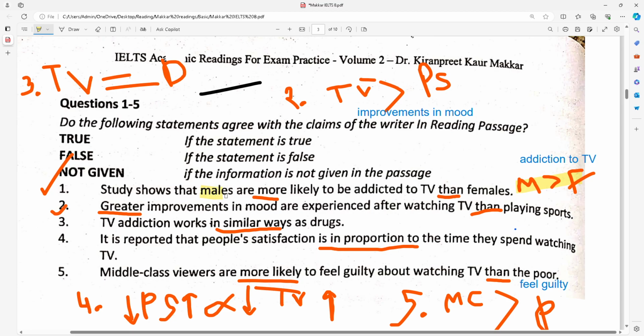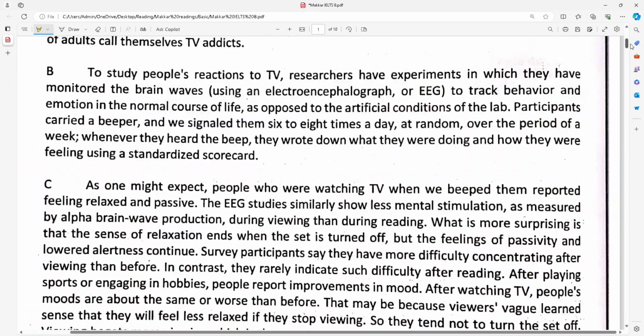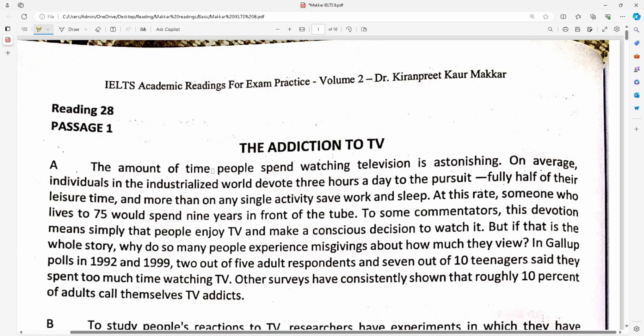So let's see where they are talking about males and females. So let's highlight quickly the paragraph location keywords that are going to help us find it. So they're talking about addiction, males and females. Let's see where they're talking about males and females and addiction. Let's read quickly. The paragraph itself is the addiction to TV.